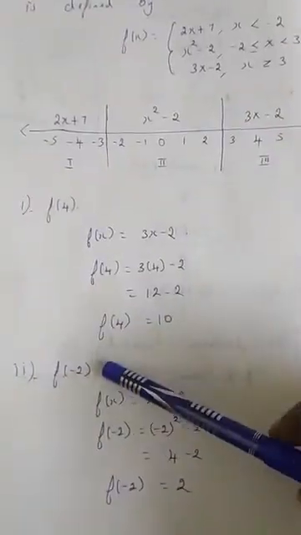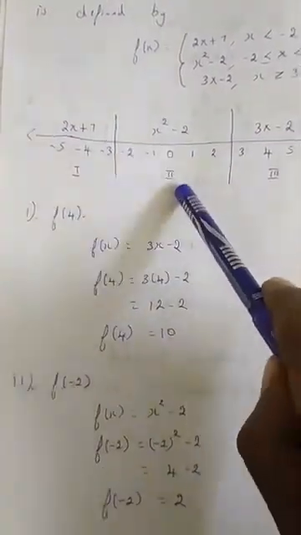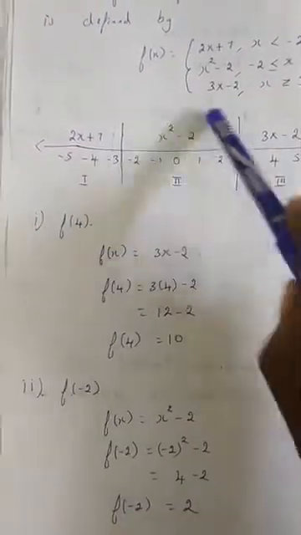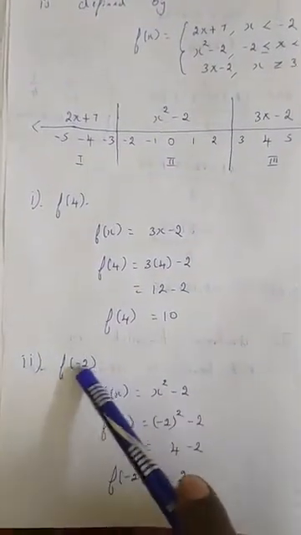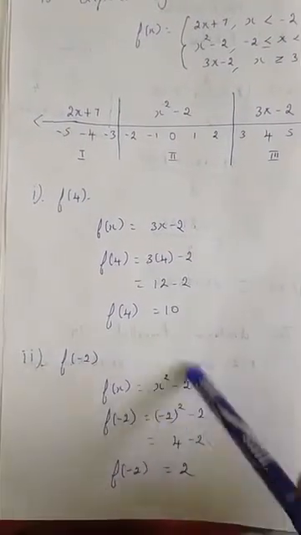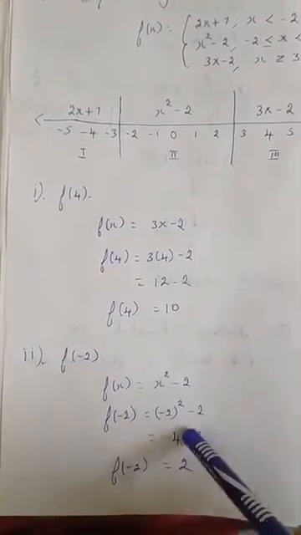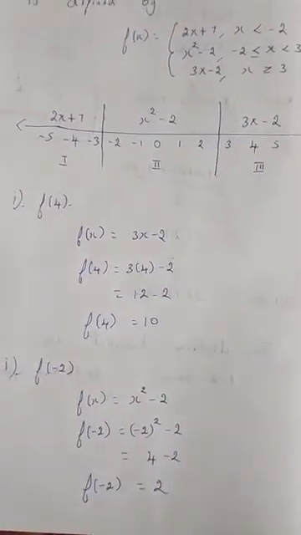The same way, second subdivision, f of minus 2. So minus 2 lies in the second interval, right? What is f of x here? x square minus 2. So what is the value we have to find out? Minus 2. So substitute minus 2 in the place of x. Therefore, minus 2 whole square minus 2. Minus 2 whole square is plus 4, minus 2. 4 minus 2 is 2. Therefore, f of minus 2 is equal to 2.